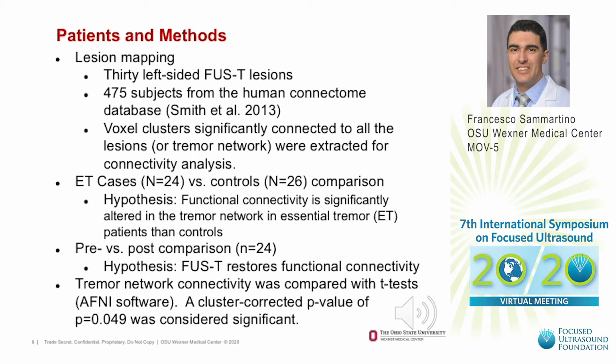We analyzed 24 cases with essential tremor and 26 controls, testing the hypothesis that functional connectivity was significantly different in the tremor network in essential tremor patients. And we also compared the ET patients.